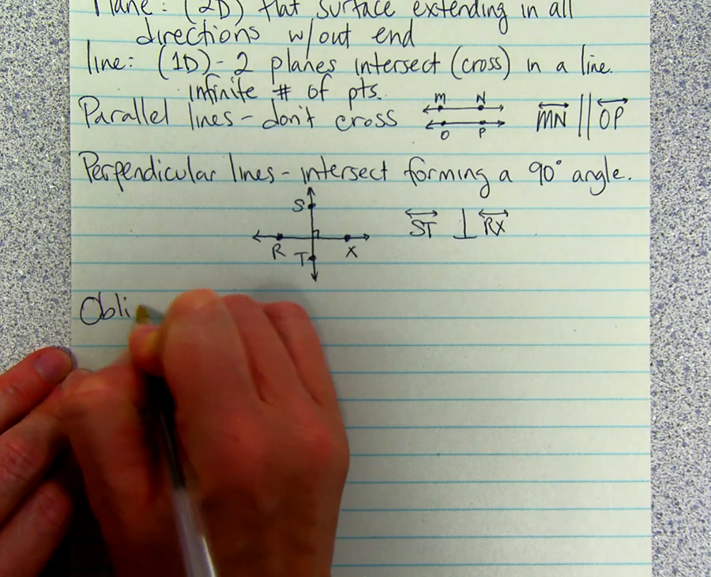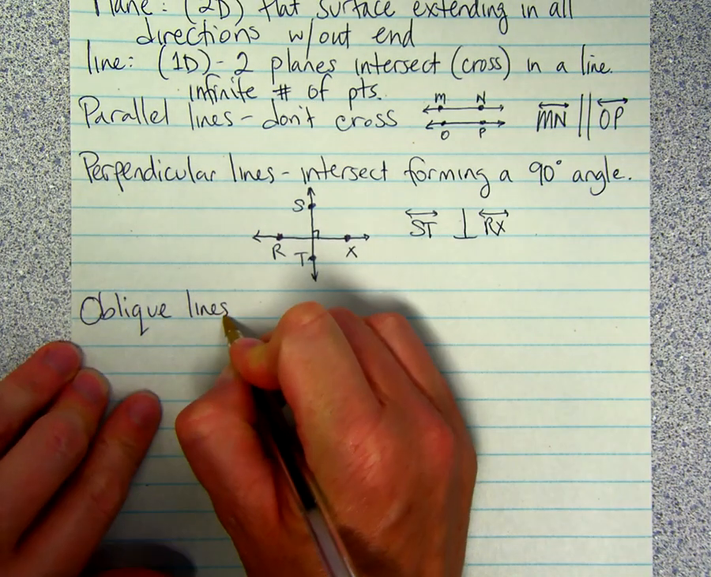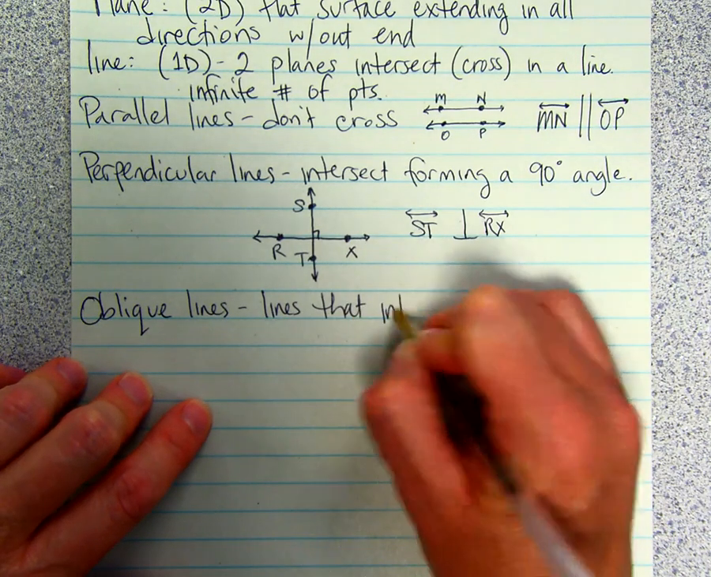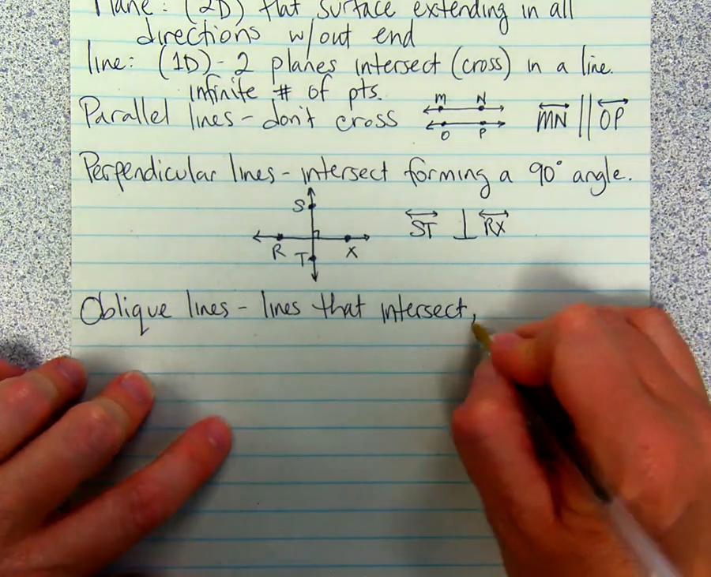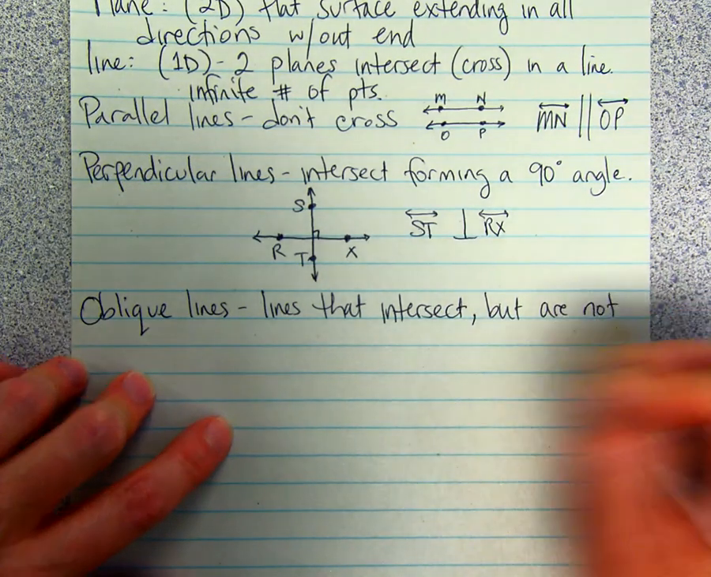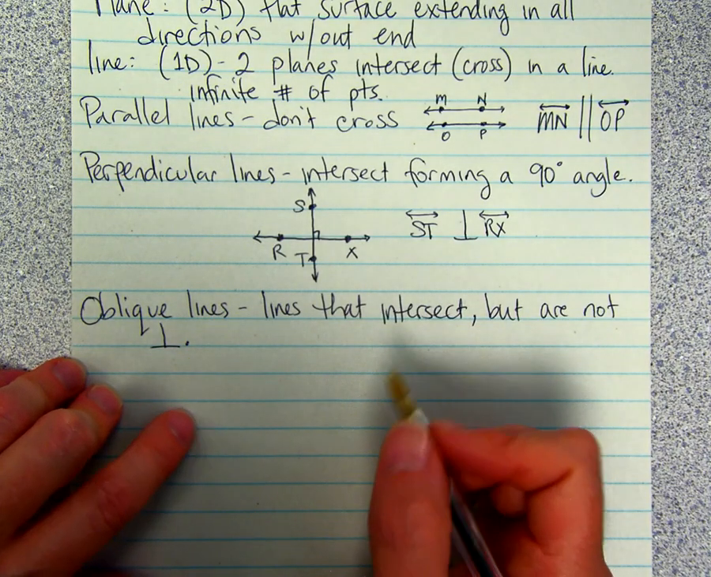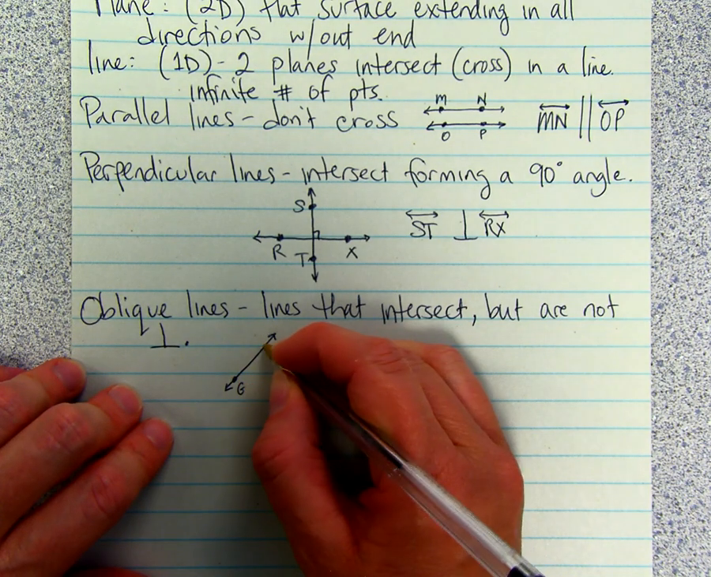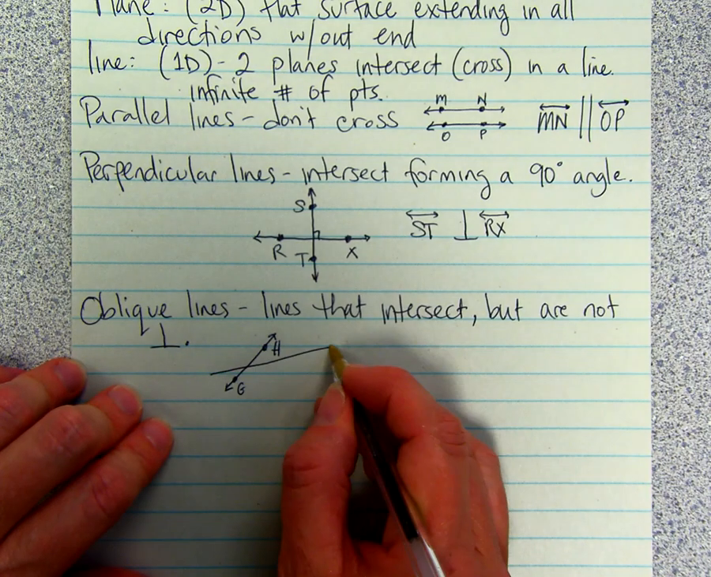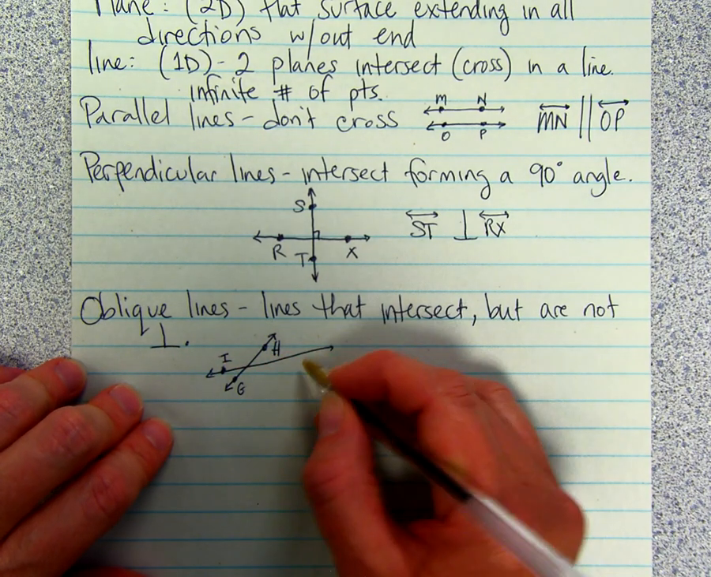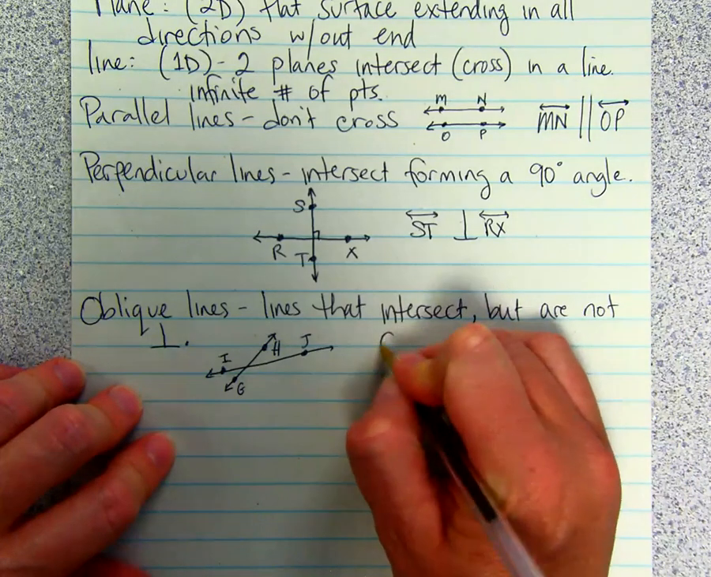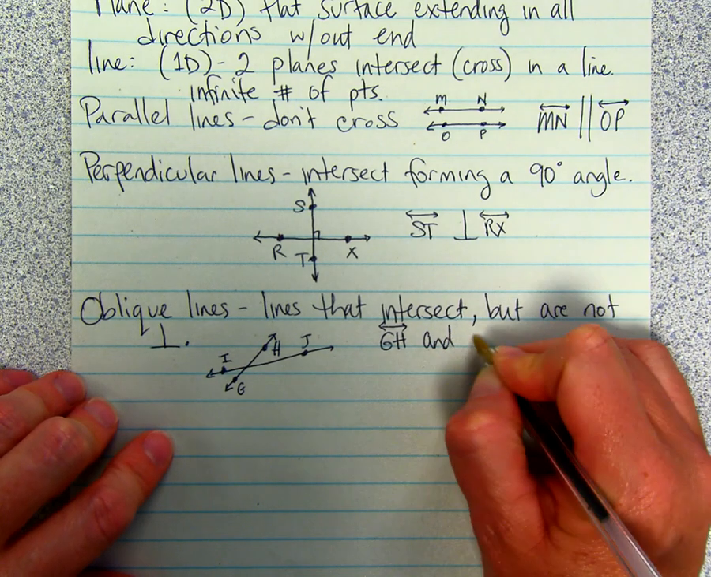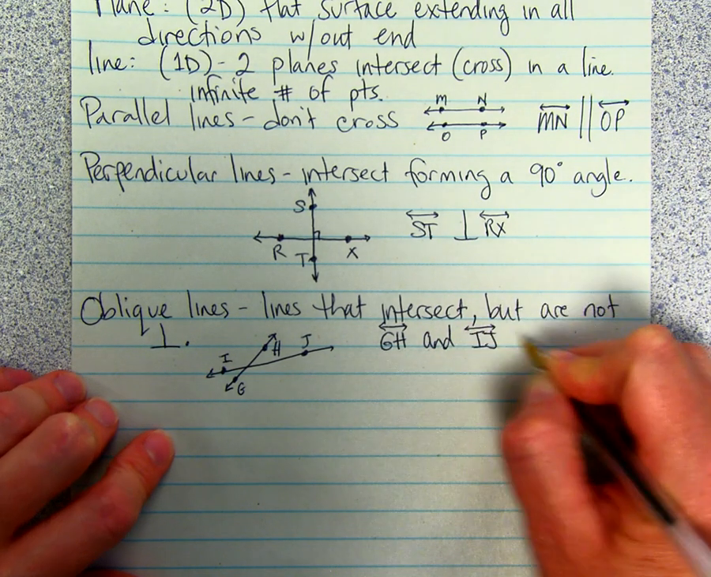Oblique lines are lines that intersect but are not perpendicular. So we could draw two lines. We'll call this one GH, and another one we'll call IJ, and then we could say line GH and line IJ are oblique.